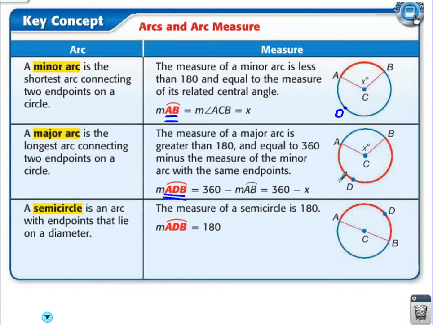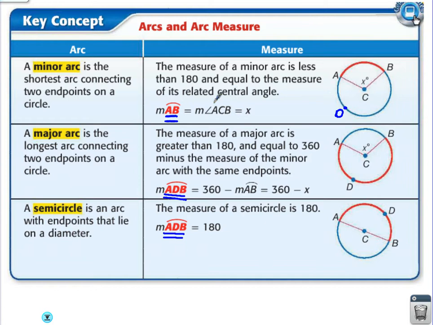Then you have the semicircle, which is half a circle, 180 degrees. You can name it, honestly, with 2 or 3. It doesn't really matter. But here they call it arc ADB because it is equal to half the circle there. Now let's talk about what else this is saying. A minor arc is the shortest arc connecting 2 points on a circle. The measure of a minor arc is less than 180 degrees. We know that. This is less than 180.